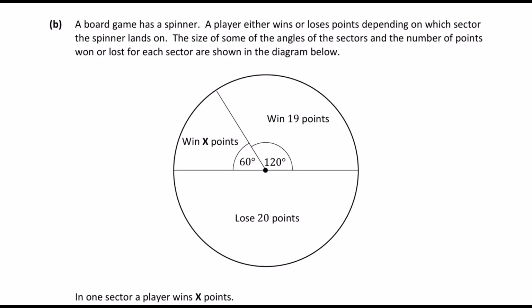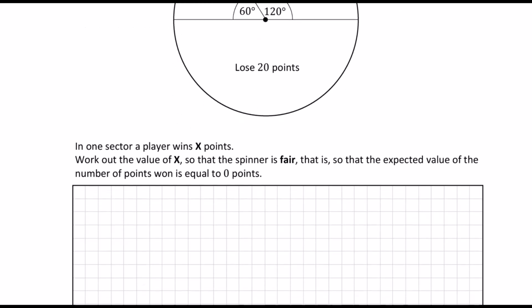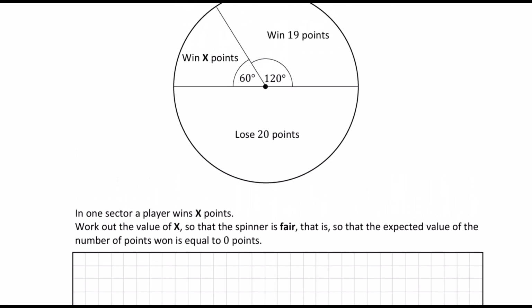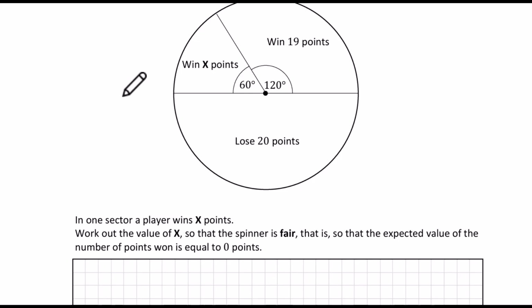A board game has a spinner. A player either wins or loses points depending on which sector the spinner lands on. The size of some of the angles of the sectors and the number of points won or lost for each sector are shown in the diagram below. In one sector, a player wins X points. So that's here, 60 degrees. Work out the value of X so that the spinner is fair. That is so that the expected value of the number of points won is equal to 0.